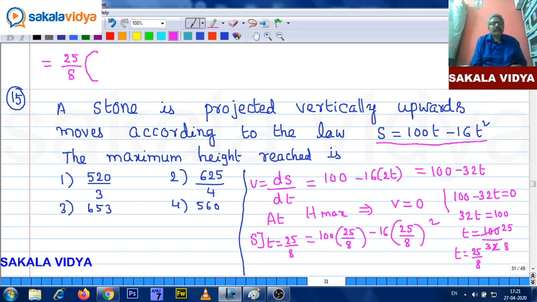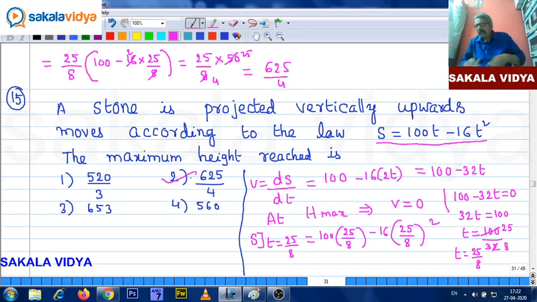Right now 25/8 common, 100 minus 16 into 25/8, that means 25/8 into 100 minus 50 is 50, and this will be 625/4. So second option is the right option, right?